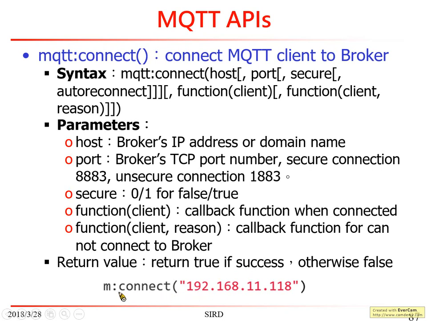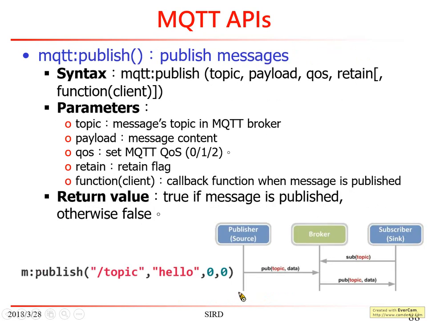And it will return true if you connect to the broker. So the easiest one is like, I have an MQTT object, and I connect to this IP address. Then you can publish or subscribe to something, right? So here you can publish some topics. This is the payload, the message you want to publish. And this is QoS; you can put 0, 1, or 2.